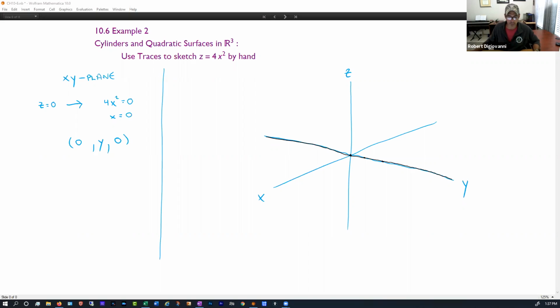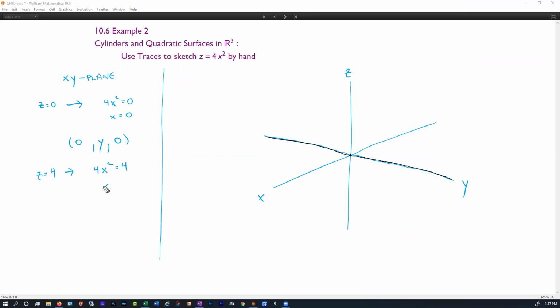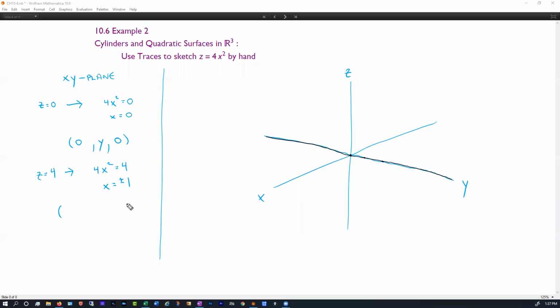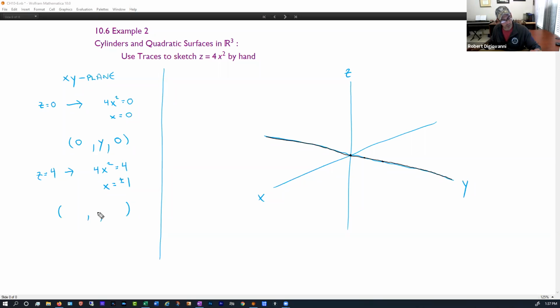Okay, so now I try a different one. So let's do a different trace. Let's go with Z equals, I'll make it easy. Let's go Z is four, so our numbers are nice. So if I plug that in, I get 4x squared equals 4. Do y'all agree? Yes. Now, if I solve this for x, I should get plus or minus 1. Do I need to show that or are we good? We're good. Okay, so let's look at all these points. This is all the points where z is 4, x can be plus or minus 1, and y is free.